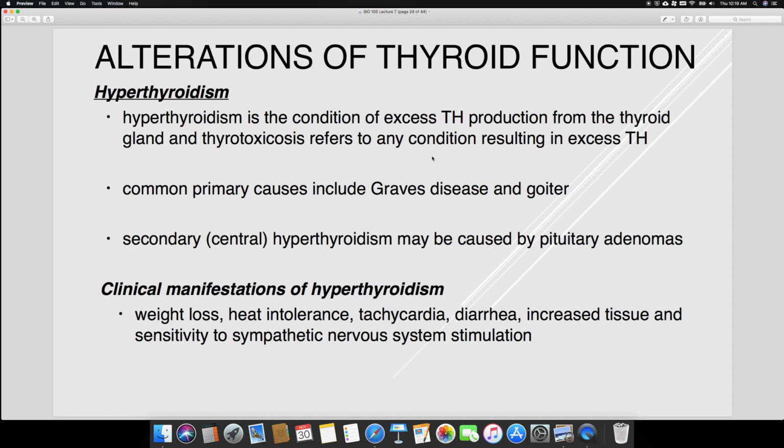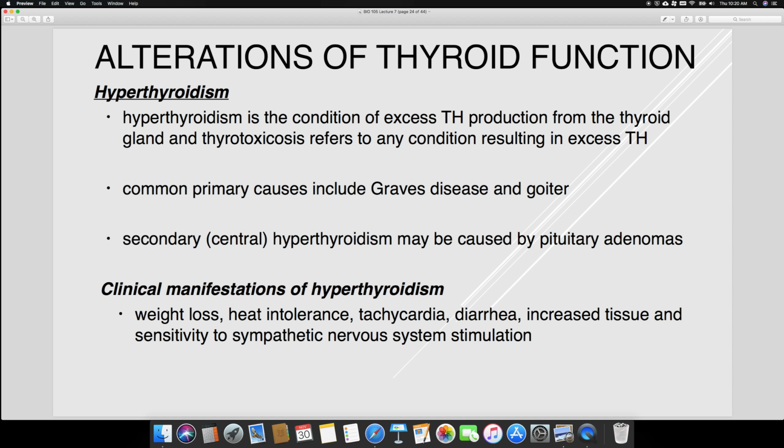Okay, then we talked about alterations of thyroid function. So hyperthyroidism is a condition of excess thyroid hormone production from the thyroid gland. The term thyrotoxicosis really refers to any condition that results in too much thyroid hormone. Now, hyperthyroidism can be primary, it can be secondary. Common primary causes, Graves' disease, which I'll talk about on the next slide. Common secondary causes, things like pituitary tumors, pituitary adenomas, things like that.